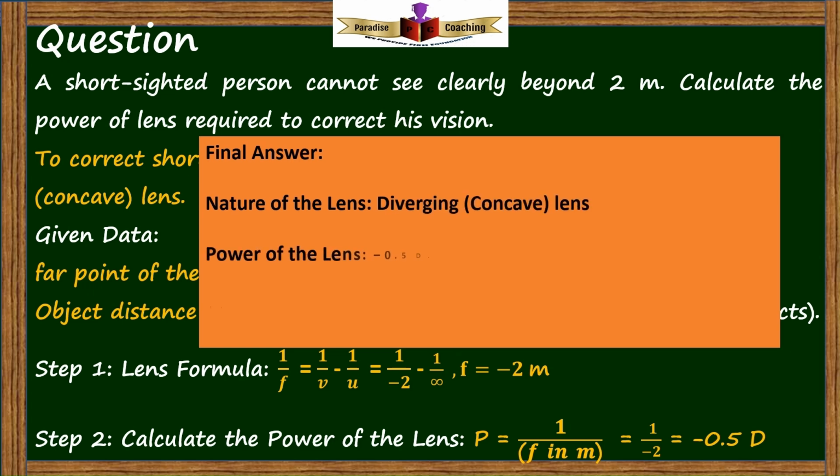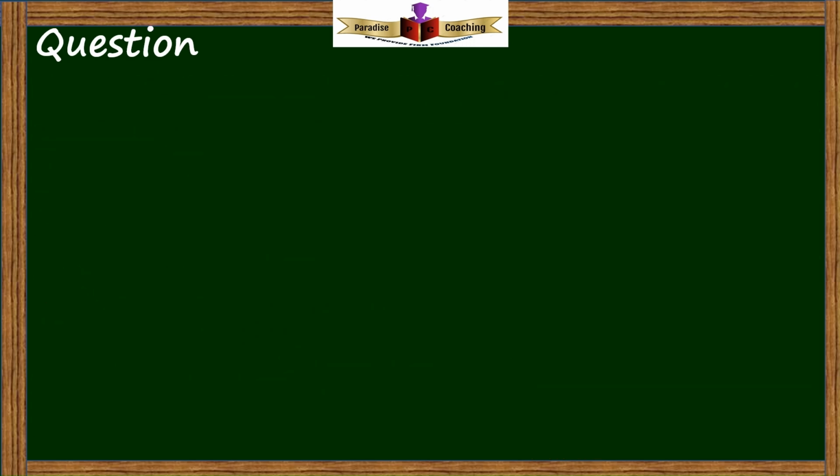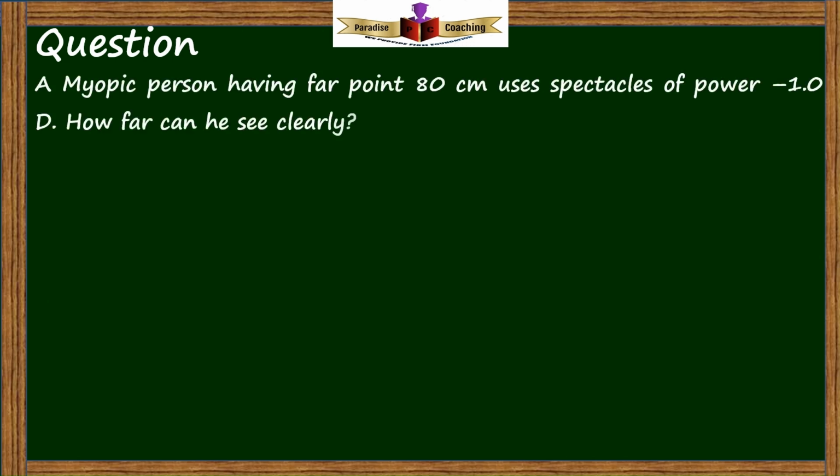Final answer. Nature of the lens: diverging concave lens. Power of the lens: minus 0.5 diopter. The lens should help focus distant objects, effectively at infinity, onto the retina. One more question. A myopic person having far point 80 centimeters uses spectacles of power minus 1.0 diopter. How far can he see clearly?